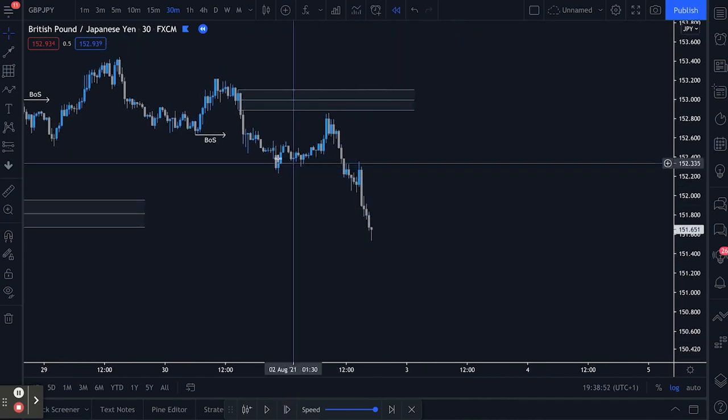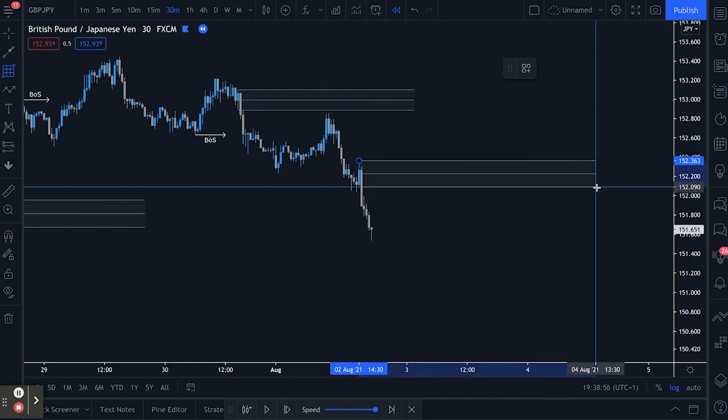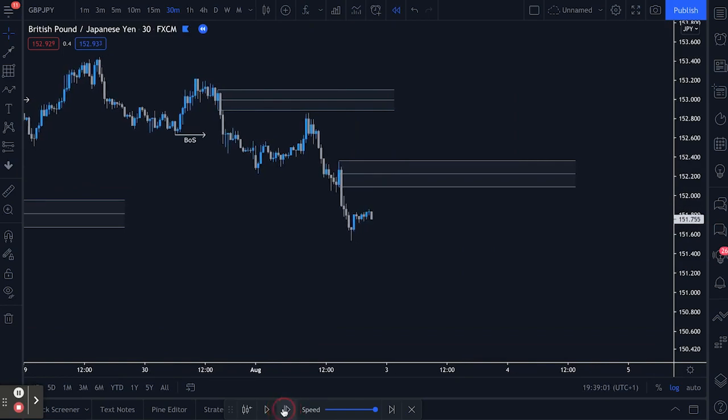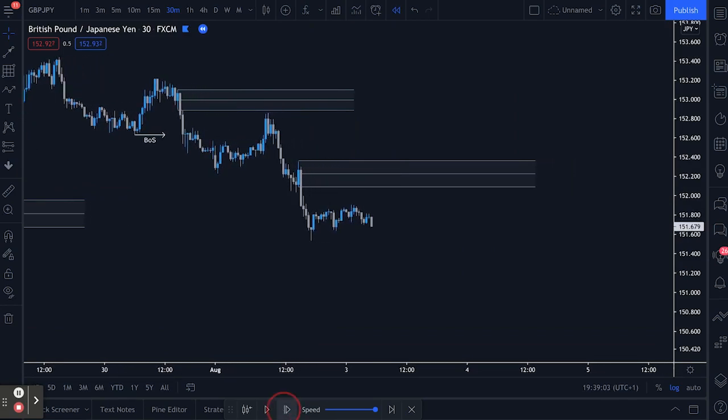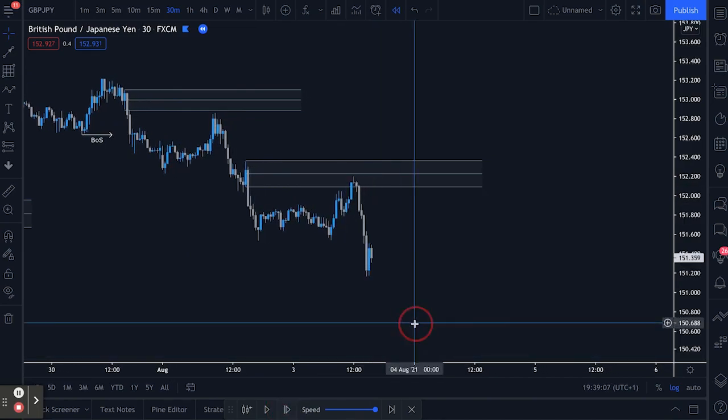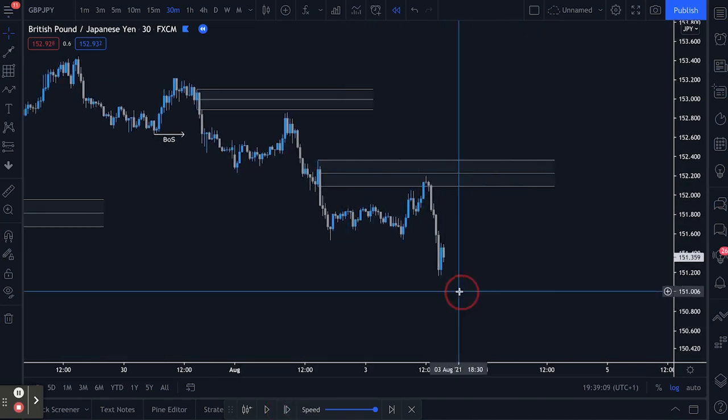But we do indeed form some significant structure on the way down as well. So if we just mark out this supply zone, because we've had a little bit of consolidation before a large push down, and allow the market to play out a little bit more, we may indeed get a nice tap in and go for a sell opportunity to the downside. And as you can see, we do indeed get that.